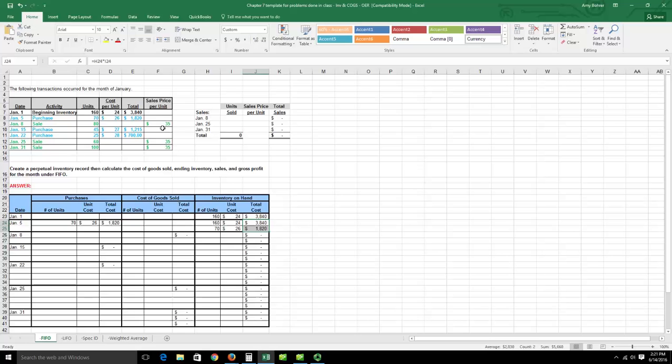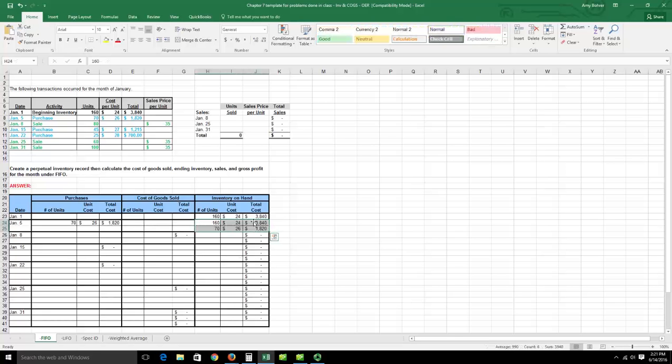I need to figure out for my accounting records in my business how much these 80 units cost me when I purchased them. I'm going to sell them to the customers for $35, but how much did they cost me? And so I'm assuming that I'm going to use the FIFO method here. Okay, so first in, first out.